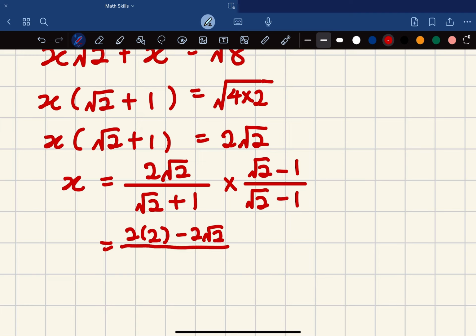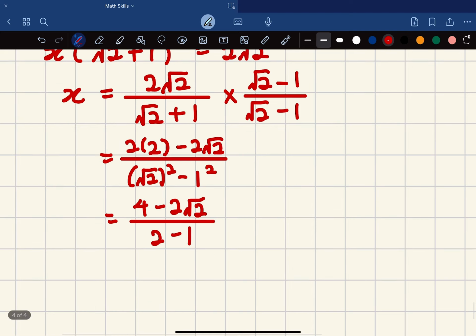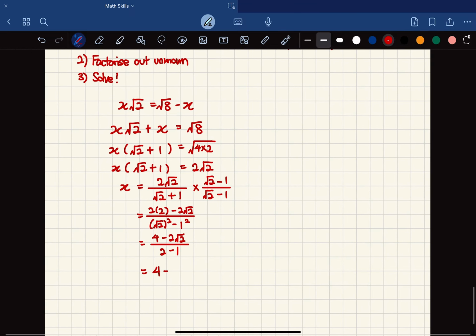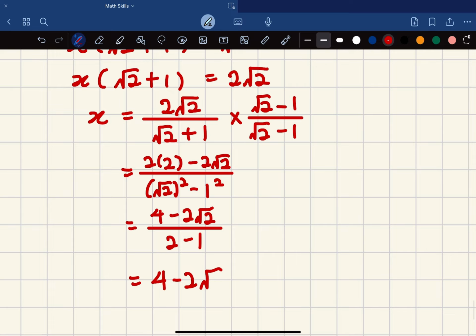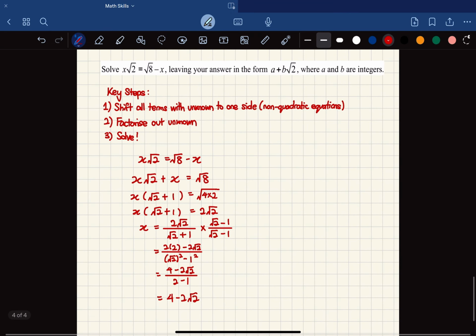And my denominator is in the form of a plus b times a minus b, which will give me root 2 square minus 1 square. So my final answer in this case would be 4 minus 2 root 2 over 2 minus 1. Therefore, my answer in this case will be simply 4 minus 2 root 2. Okay, and this is exactly what the question wants me to find.